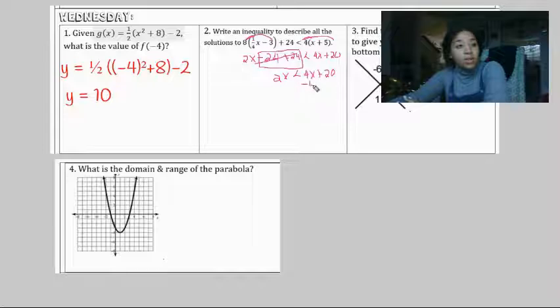Then I'm going to subtract 4x from both sides because we want to have our variables on the left and then our values on the right. So that cancels out. I'm left with negative 2x less than 20. Now I've got to divide by negative 2 on both sides. And because I'm dividing by a negative, I have to flip the sign. So now x is greater than negative 10. So that would be our inequality here.